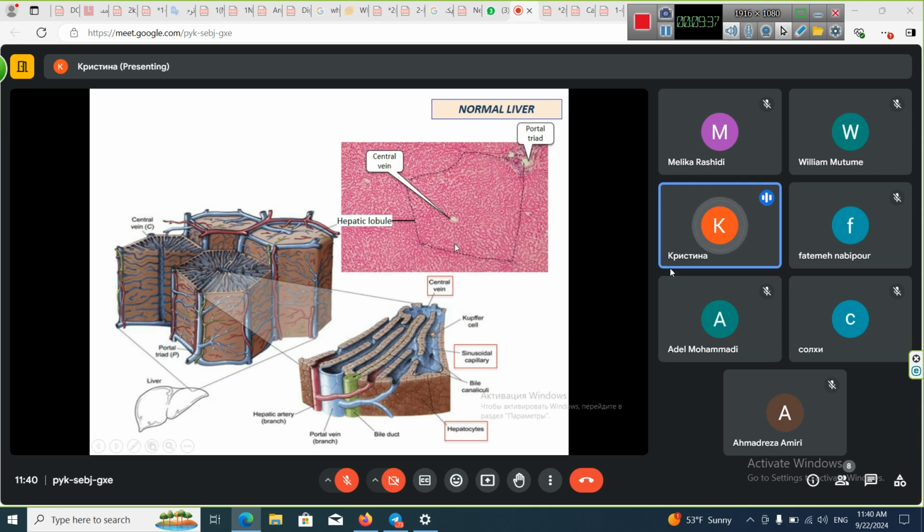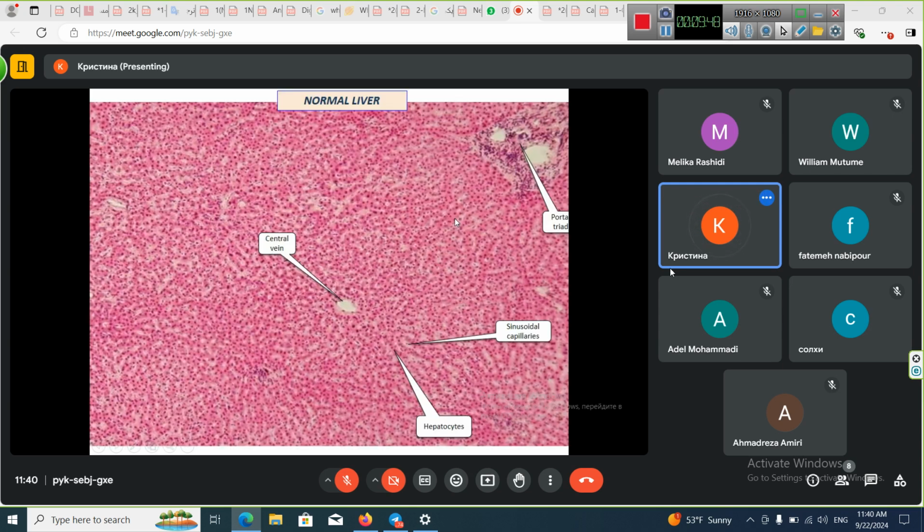So this is the direction of blood flow normally in liver. Blood flows from the periphery, where the artery is located, from the triad to the center. The same at higher magnification. We see central vein in the center, portal triad. Triad, the word means three elements. So it contains 1, 2, 3 elements.